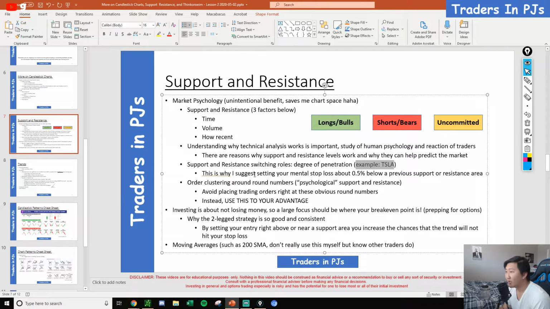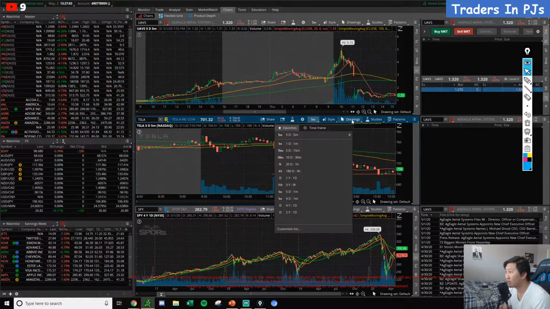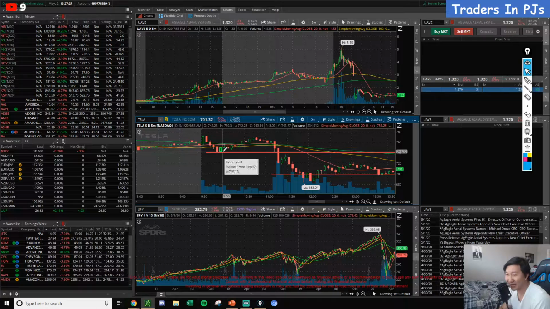Example, Tesla. Which is why I suggest using a mental stop loss about 0.5% below a previous support or resistance area. So let's look at Tesla again. This broke this support right here, right? This broke this support right here. Boom. When it touched here, it actually bounced a little bit because people wanted to make sure that this downtrend is a real downtrend. Or if you were a buyer, you were getting the heck out of your position, right? At this point, because you see that it's getting close to a support area.